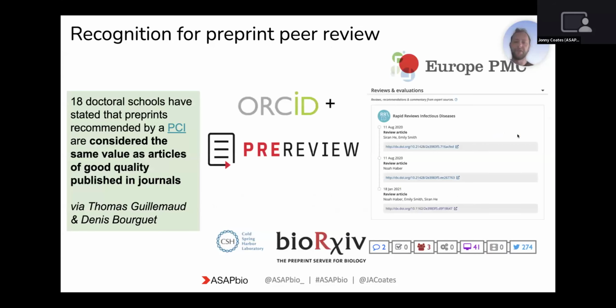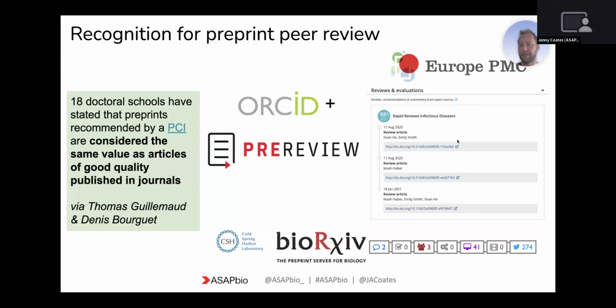Recognition for preprint peer review is also on the increase. So we've got doctoral schools that are recommending preprints that have been peer-reviewed to be the same value as an article in a journal. We've got ORCID and PREreview having this recognition, so your ORCID profile can reflect the fact that you've been peer-reviewing preprints.